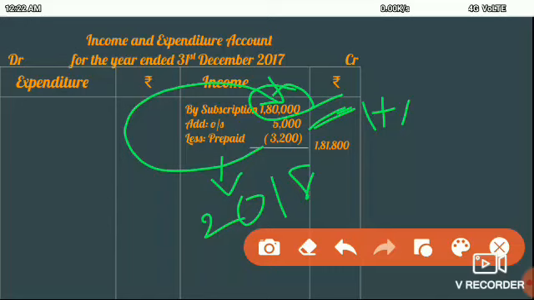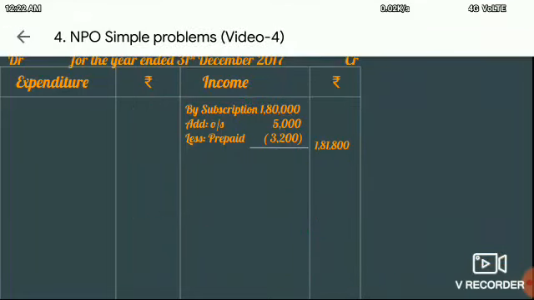So it is included in this cash of 1,80,000. The 3,200 is included in the cash of 1,80,000, so we cannot show this in the current year, that means for the year ended 31st December 2017. So we have to subtract this one. After the adjustment, the amount that we get is 1,81,800, and this is the actual subscription for the year ended 31st December 2017. So I hope the subscription part is clear.